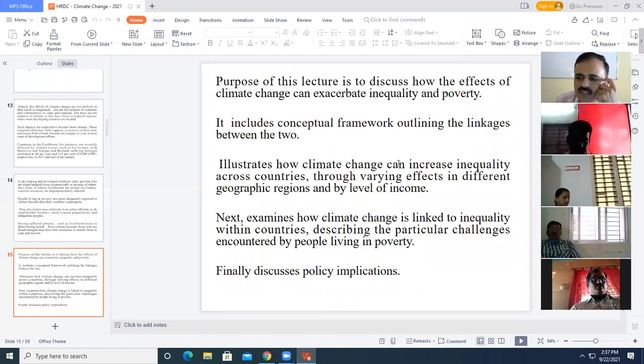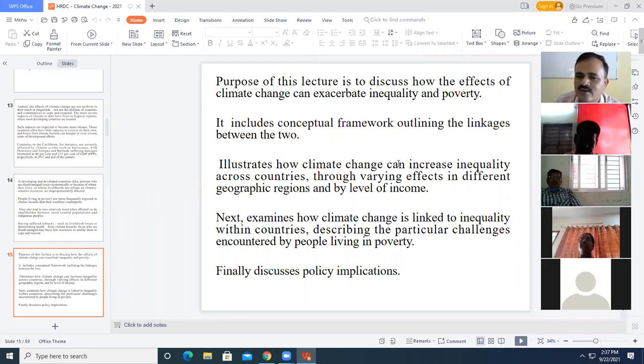So this is just an introduction to this talk, and the focus of this talk is the nexus between inequality, poverty and climate change, or how the effects of climate change can exacerbate inequality and poverty. Under that, this focuses on outlining the linkages between climate change and these two problems, and also tries to illustrate how climate change can increase inequality across countries through varying effects in different geographic regions and by level of income. And the next examines how climate change is linked to inequality within countries, describing the particular challenges encountered by people specifically living in poverty. And finally, of course, based on the studies, we will have policy implications at the end.